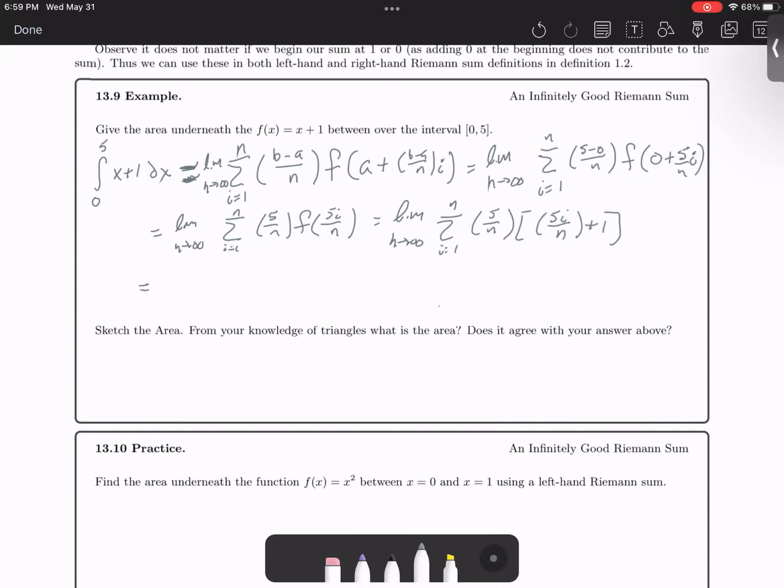Okay, let's see. The limit sign is still there. We will eventually send n to infinity. The sum of all of those rectangles. Let's distribute this 5 over n. So you're going to get 25i over n squared plus 5 over n.